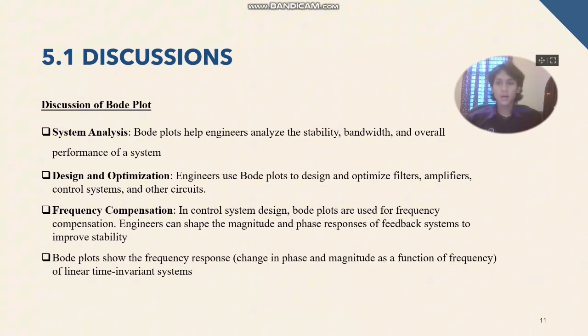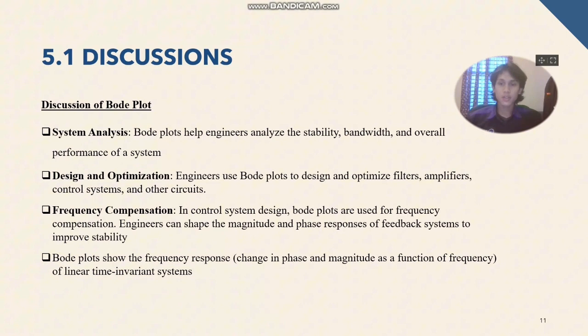Okay, next, design and optimization. Engineers use Bode plots to design and optimize filters, amplifiers, control systems, and other circuits. By examining the Bode plots, they can adjust component values or system parameters to achieve the desired frequency response and performance characteristics. Okay, next, frequency compensation. In control system design, Bode plots are used for frequency compensation. Engineers can shape the magnitude and phase response of feedback systems to improve stability.